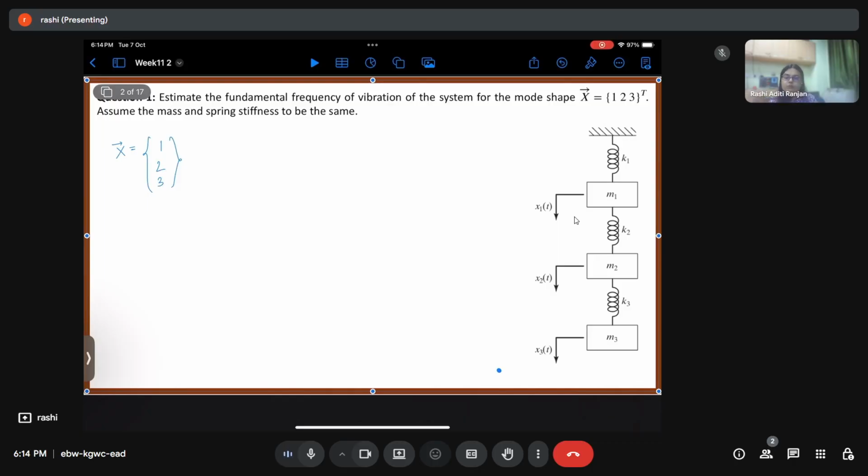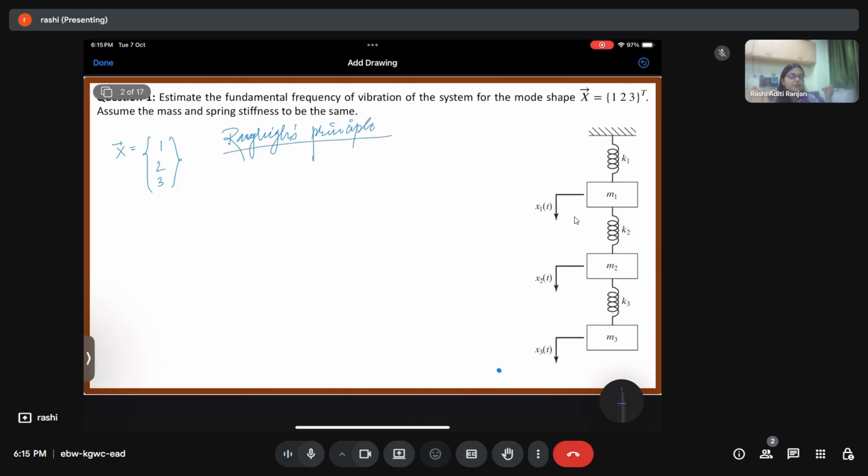Earlier, what were we doing? We had the system, we found the equation of motion, and using the equation of motion we found the eigenvalues or the modal frequencies. Based on the modal frequencies, we found the mode shapes. In this question, we already have the mode shape, but we don't know the frequency. So now there is Rayleigh's principle.